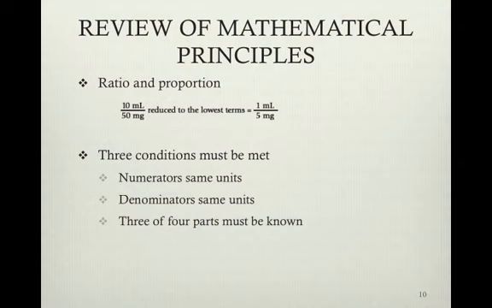Review of mathematical principles. Ratio and proportions are very simply, we are just trying to reduce to the lowest common denominator, or the lowest amount. So 10 milliliters or 50 milligrams reduced to the lowest terms would essentially be 1 milliliter. We have 5 milligrams in 1 milliliter. And the easiest way to do that, if we have a bunch of zeros, is just mark out the zeros.